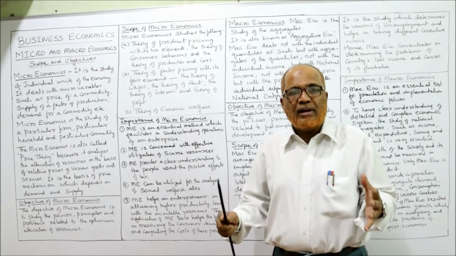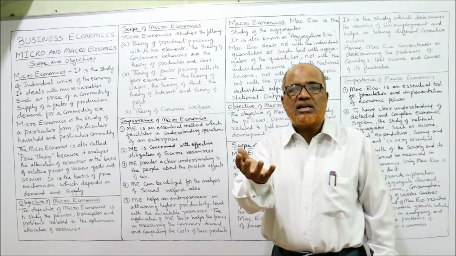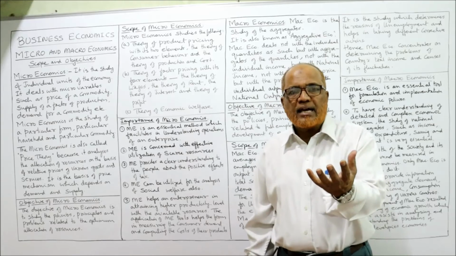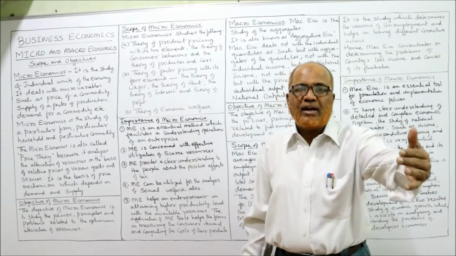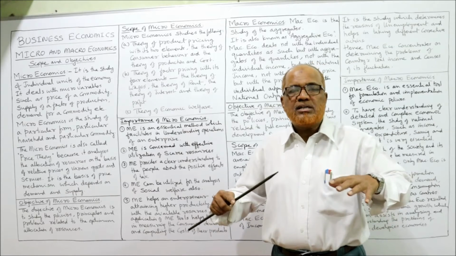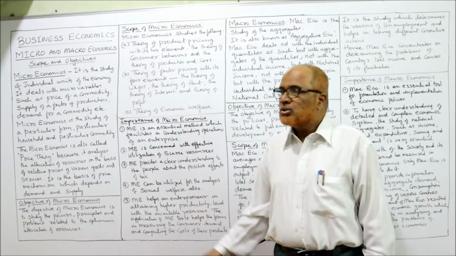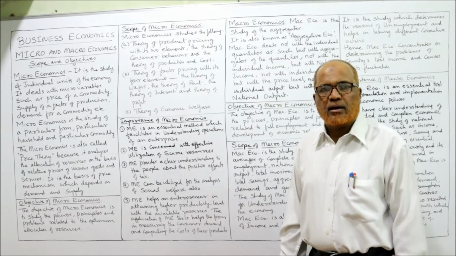What is the economic welfare? See here, a firm should not be dangerous, should not be harmful to the society. The firm is existing for the benefit of the society, for the welfare of the society. So how the individual firm is giving the welfare to the society. So these 3 will come under the scope of microeconomics.